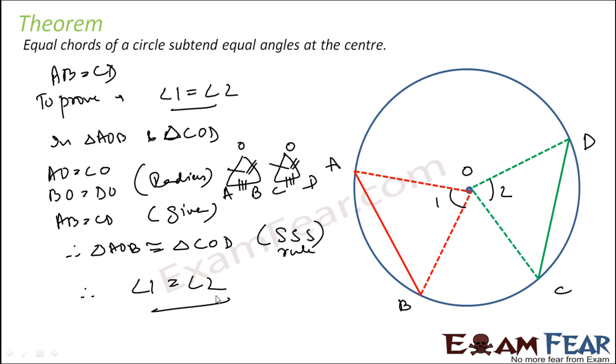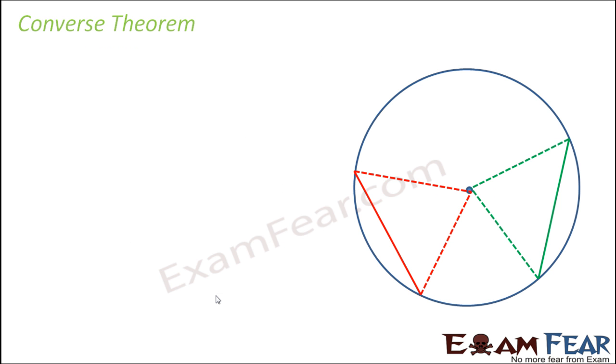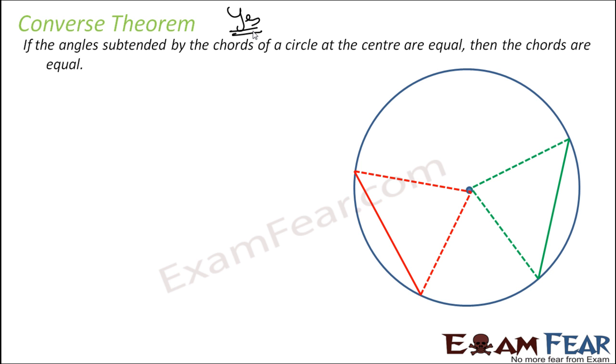Okay. Now let's check if the converse is also true. And actually it is yes. The converse is also true. And the converse theorem is if the angles subtended by the chords of the circle at the center are equal, then the chords are also equal. So here it's other way around.